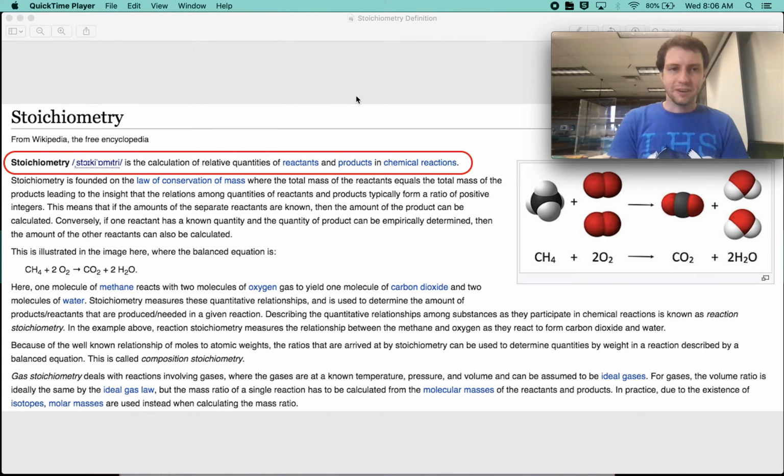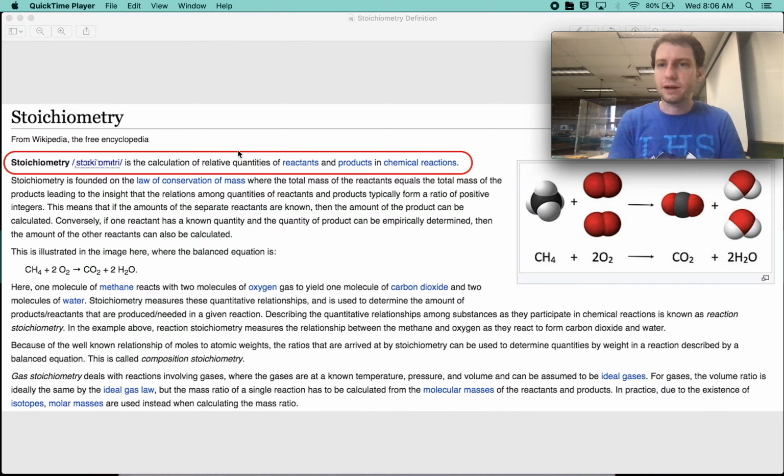Hello, Honors Theoretical Chemistry. Today we are talking about stoichiometry. We're going to use our understanding of the balanced chemical equation to start calculating the amounts of reactant and product that are going to be used and produced in a chemical reaction. And so you can see our Wikipedia definition right here, the calculation of relative quantities of reactants and products.